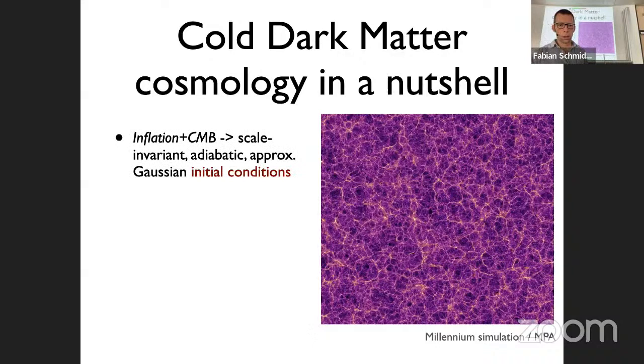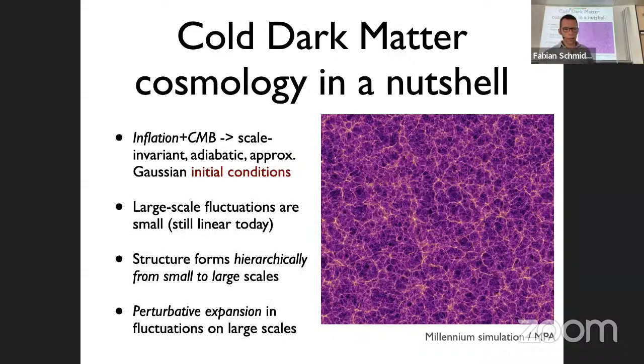So of course, to run a simulation like that, we need some form of initial conditions. And there, the CMB is very useful, because we usually base our initial conditions on the inflationary scenario, but this is really supported by the CMB, namely that the initial matter fluctuations are scale invariant, adiabatic, and approximately Gaussian. These are a lot of technical terms, but if you dive into it, you'll see that this is the simplest possible initial conditions you can think of. Basically, the potential is governed by a scale invariant Gaussian random field.